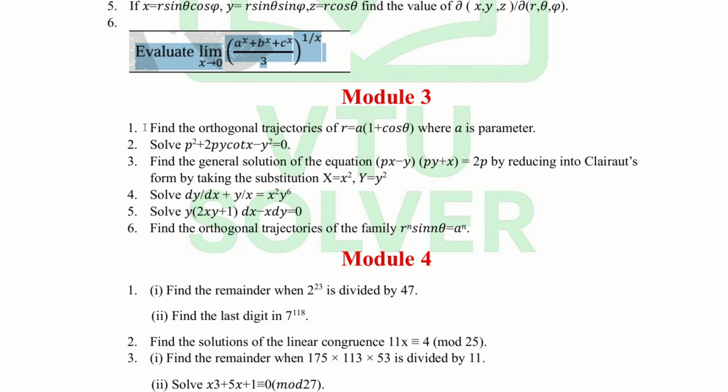And the fourth question is solve dy by dx plus y by x is equal to x square into y power 6. And the fifth question is solve y into 2xy plus 1 into dx minus x dy is equal to 0. And the last question is find the orthogonal trajectory of the family r power n sin n theta is equal to a power n.